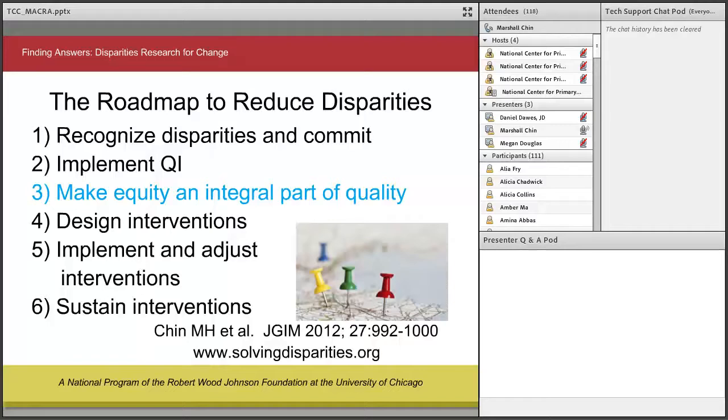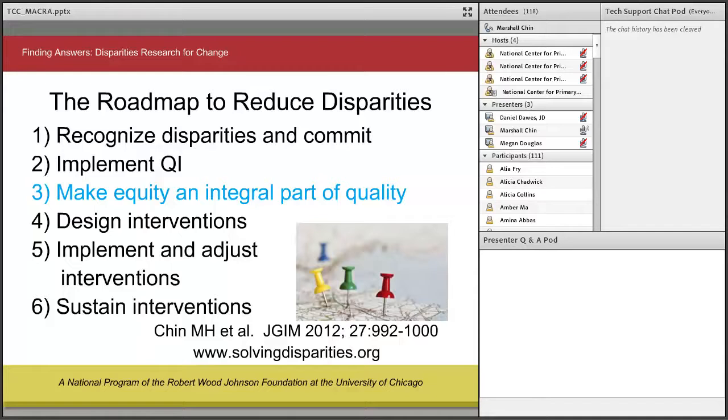In 2012, in the Journal of Internal Medicine, we published an article that reviews 6 steps of this roadmap. At the very bottom of the slide, you see our website, www.solvingdisparities.org. You can go to that website and download this article for free.